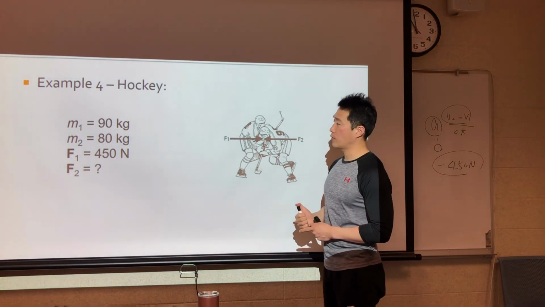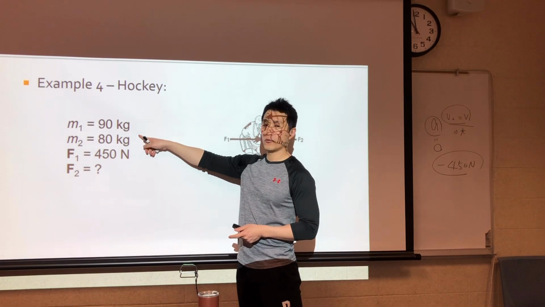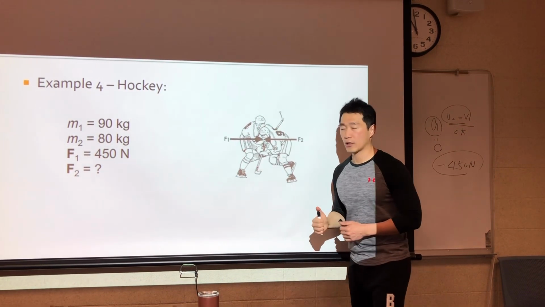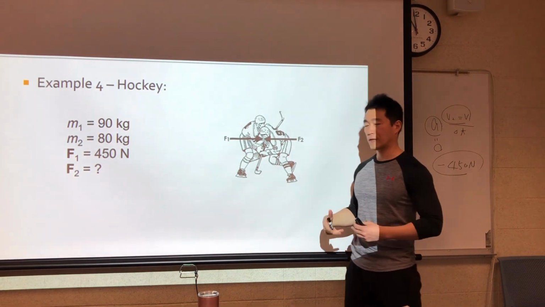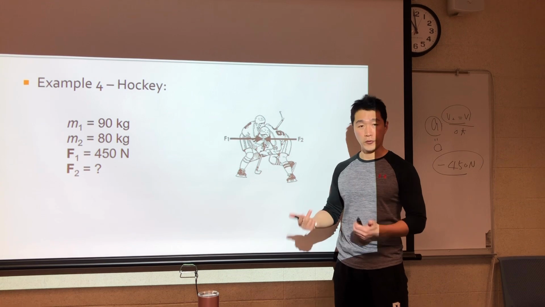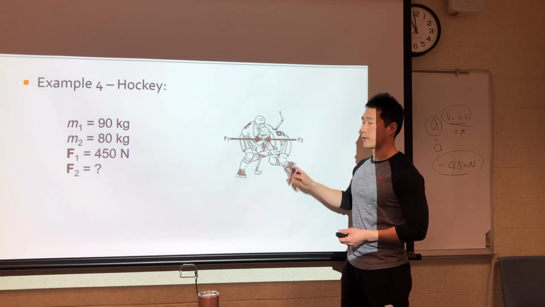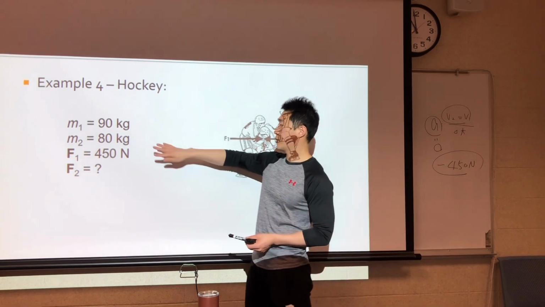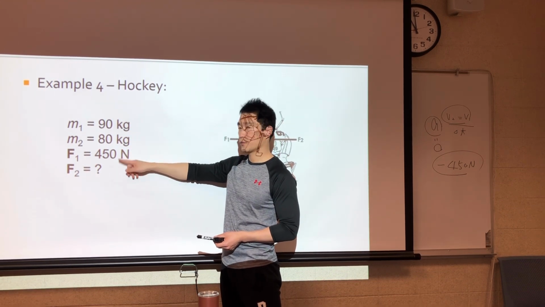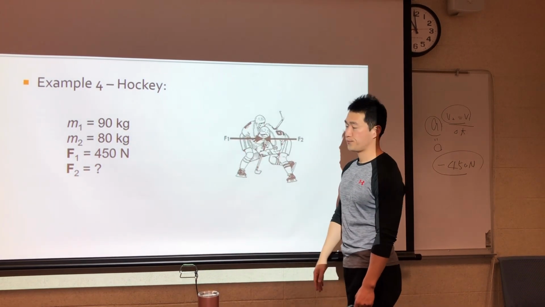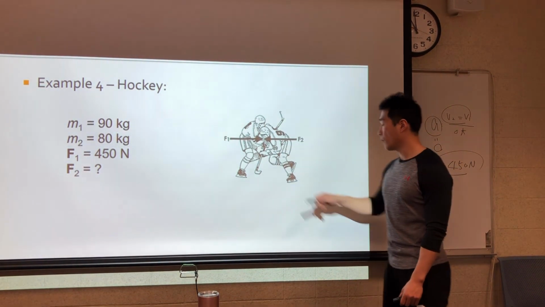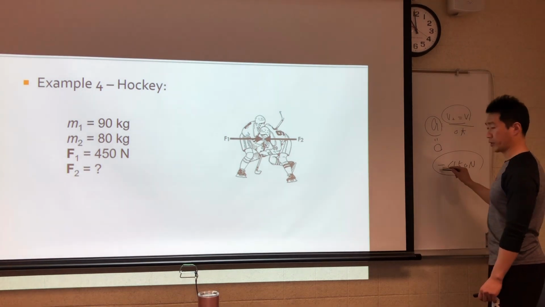Although you got this mass information here, we don't have to worry about it because this question is not asking us to calculate anything related to acceleration. It's just asking us to calculate the amount of force coming from the second hockey player. That's why we forget about this for this one. This is a trick, you guys. Just focus on these two. According to the law of reaction, this guy is supposed to generate the same magnitude but in the opposite direction.